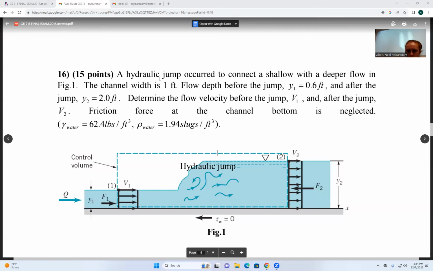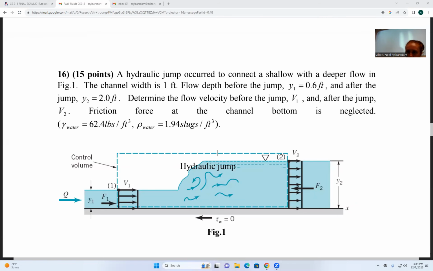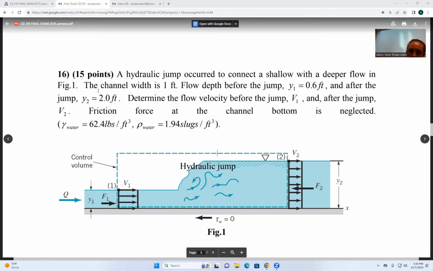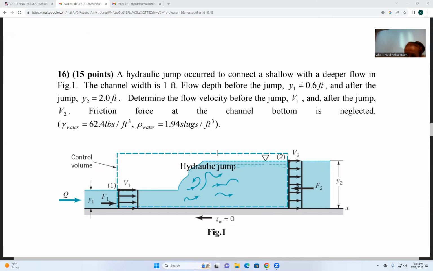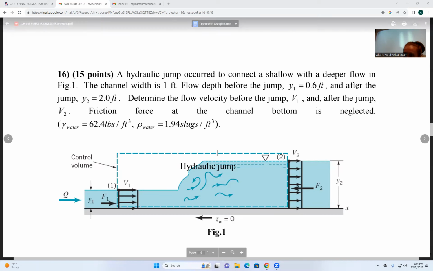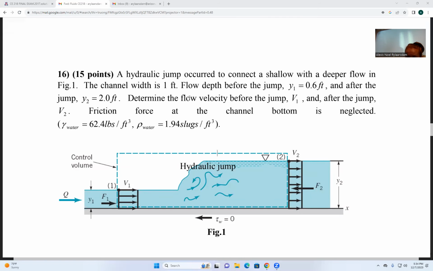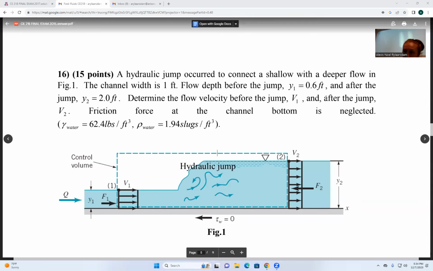Okay, let's read it. A hydraulic jump occurred to connect a shallow with a deeper flow in figure 1. Channel width is 1 foot. Flow depth before the jump, y1 equals 0.6, and after the jump is y2 equals 2 feet. Determine the flow velocity before the jump, v1, and after the jump, v2. Friction force of the channel at the bottom is neglected. We're given our water values.